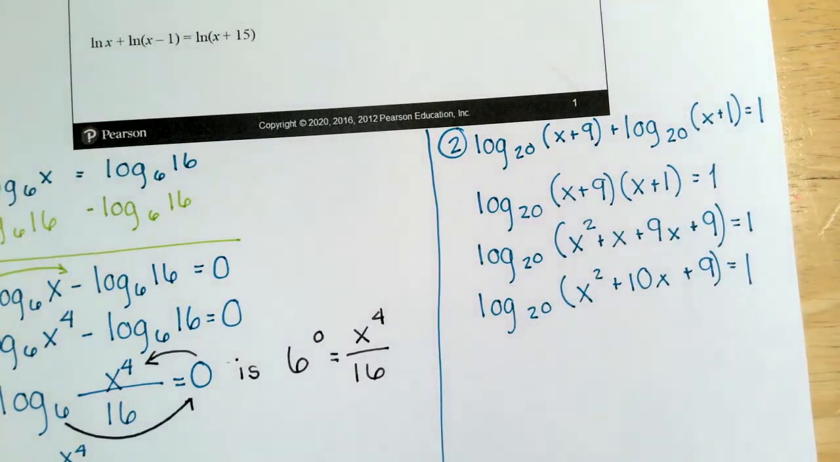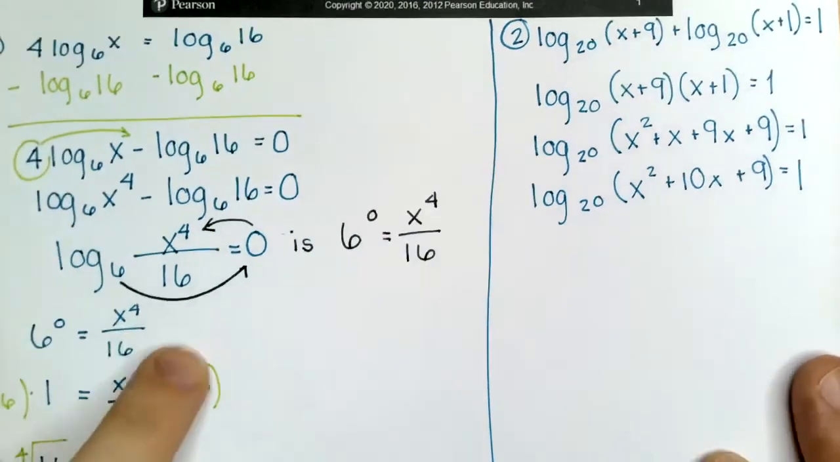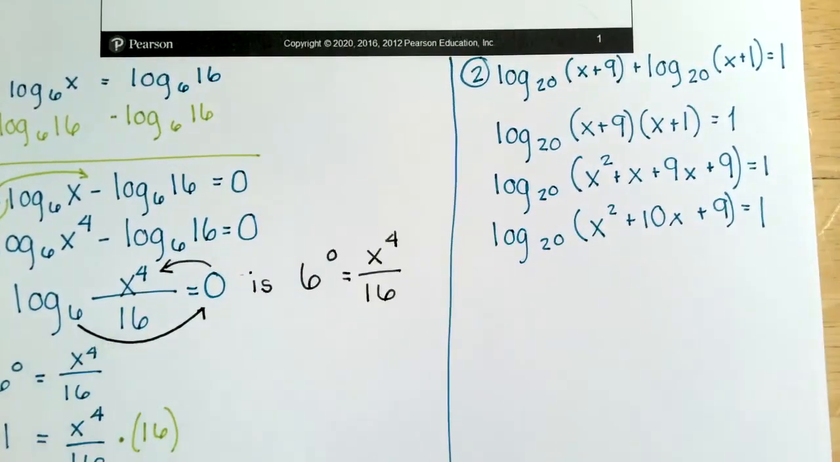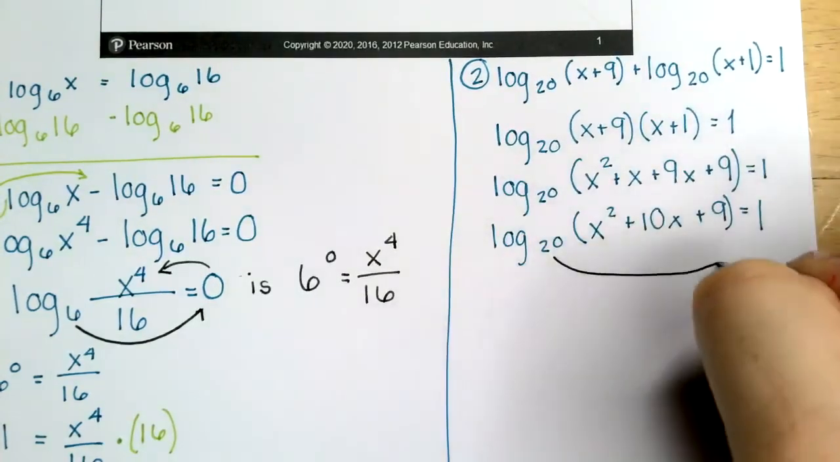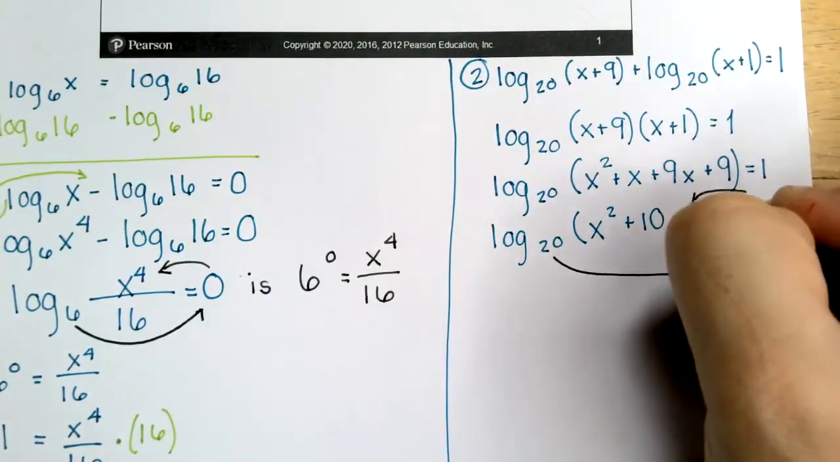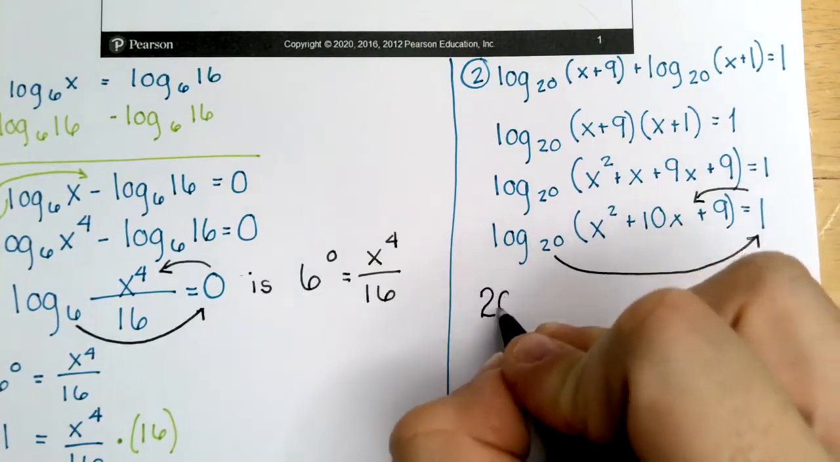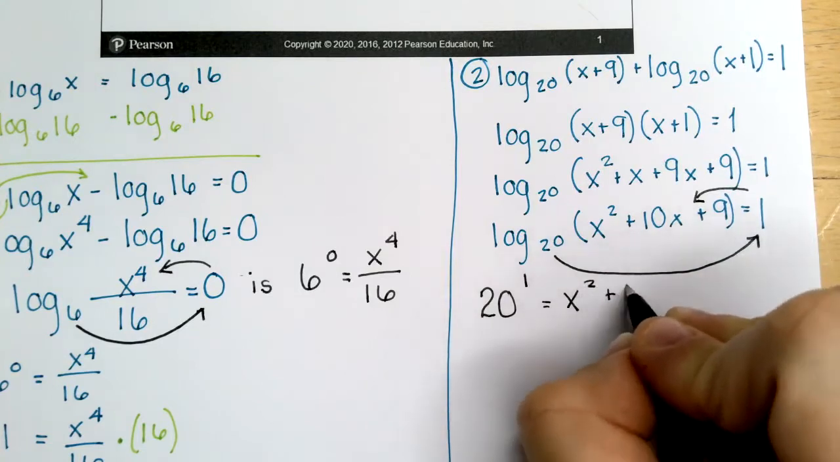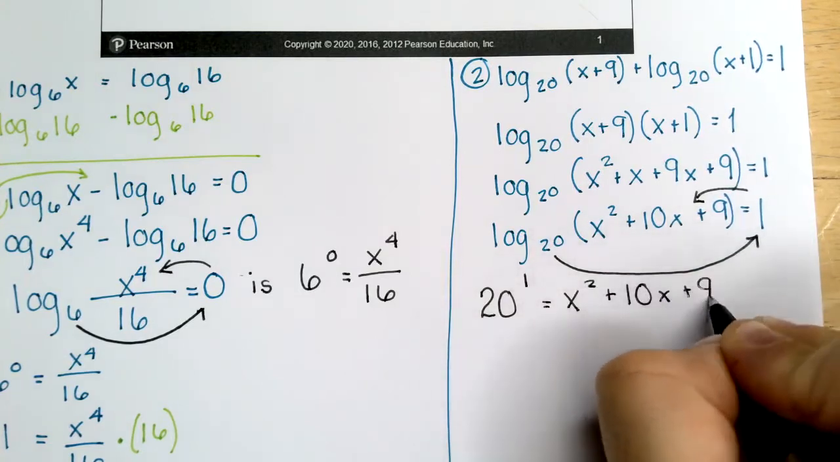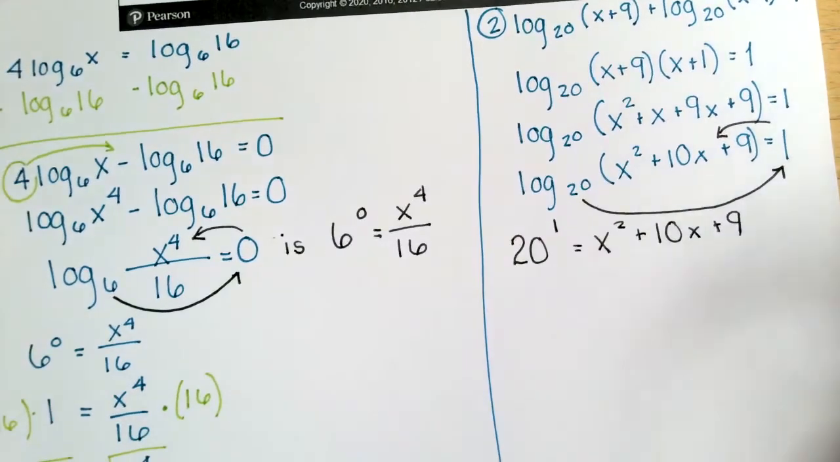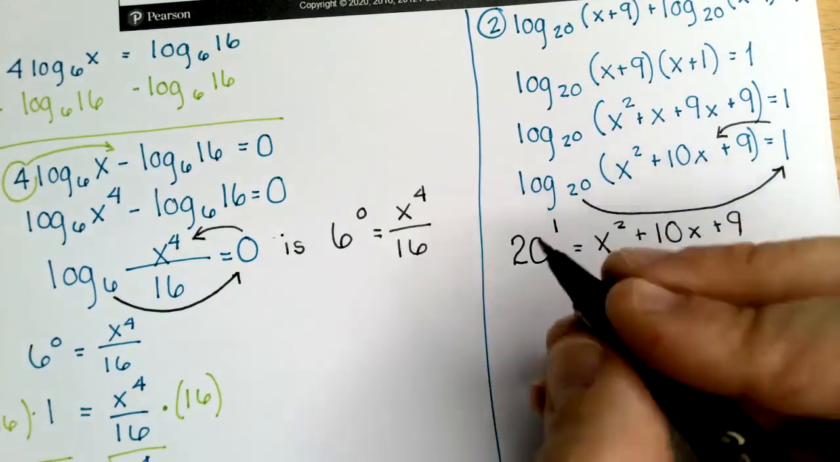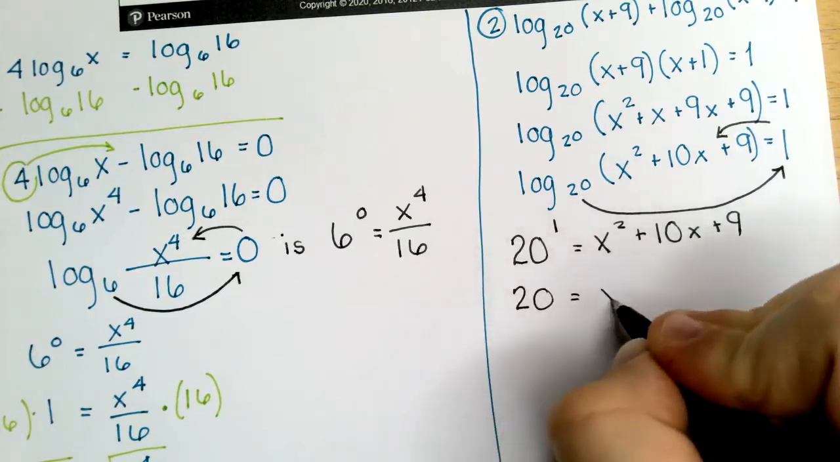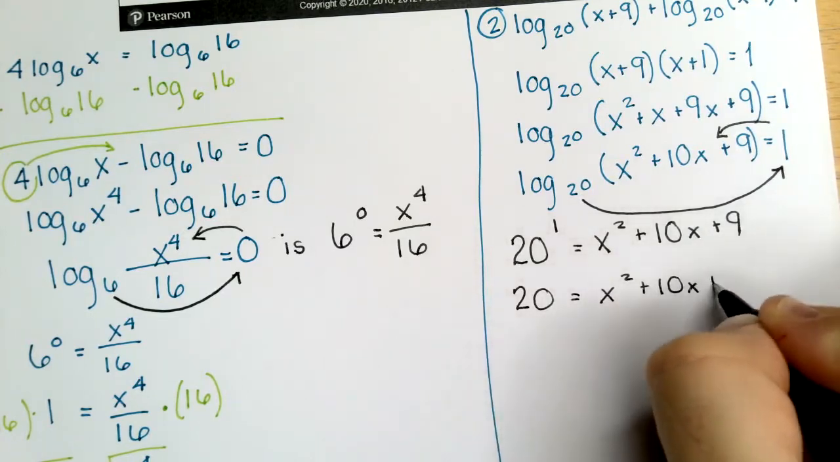Okay. Now that it's a single log, I can convert it to exponential form, right? So just like I did here, we start with the base and go in a circle. So now I have 20 to the power of 1 is x squared plus 10x plus 9, okay? 20 to the first power is just 20, right? So that'll just say 20 is x squared plus 10x plus 9.